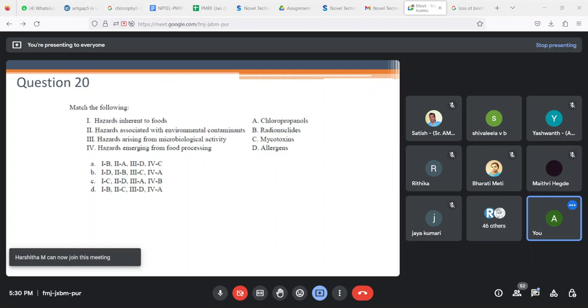As is obvious from the word itself, mycotoxins come from microbes such as fungus. So if you have fungus that excretes some kind of toxin, that will remain as a hazard for your food. So hazard from microbiological activity corresponds to mycotoxins. And hazards emerging from food processing will be the last option, that is chloropropanols.